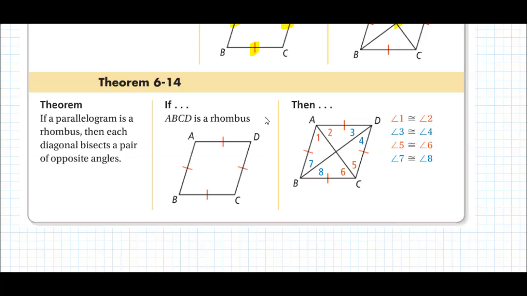Theorem 6-14 says this: if a parallelogram is a rhombus, then each diagonal bisects a pair of opposite angles. So we know angle 1 must be congruent to angle 2 because it's bisecting these things. Angle 3 must be congruent to angle 4, angle 5 to angle 6, and angle 7 to angle 8.